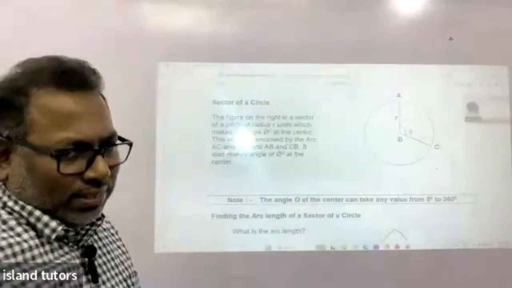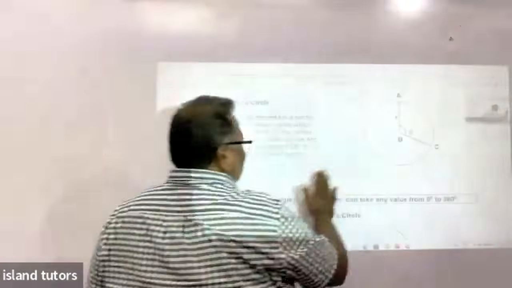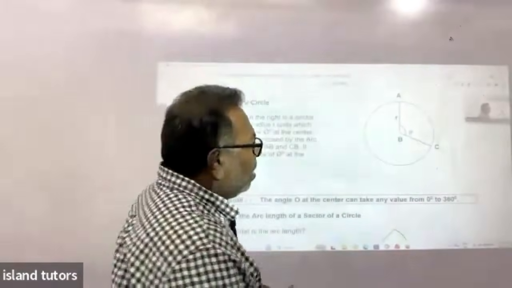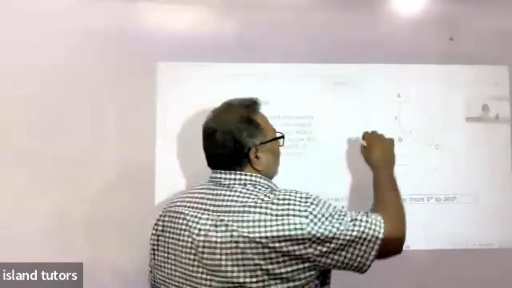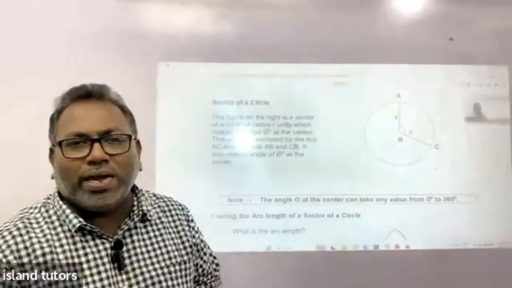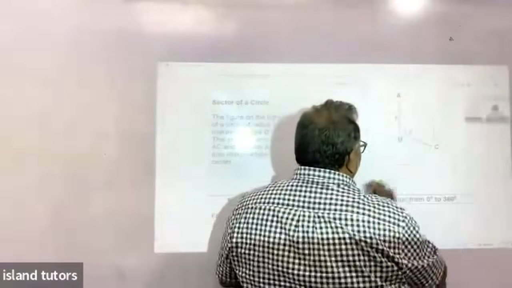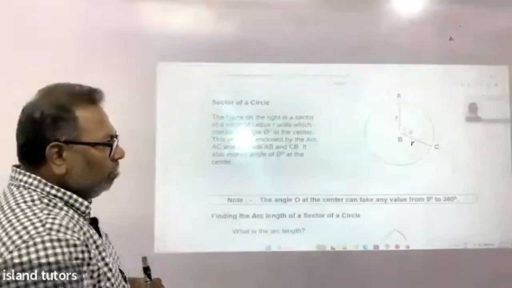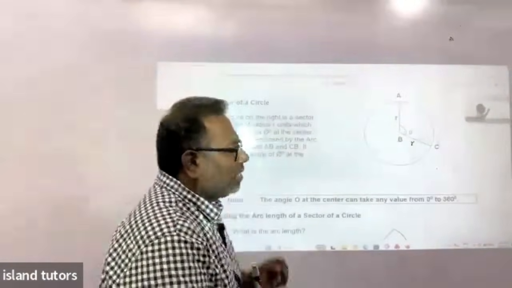Right. So look at this. You have a circle here and you have the center point B, and the straight line from the center to any part on the circle, we call it the radius. Radius is given by simple r. So AB is r, BC is also r. Okay. So the figure on the right is a sector of a circle.